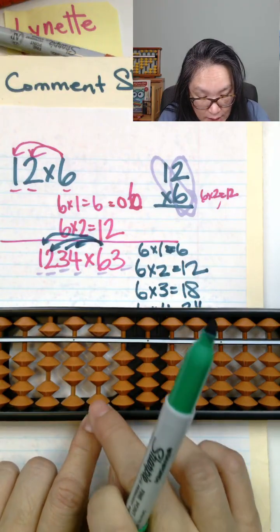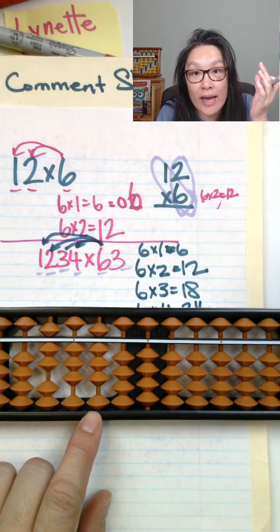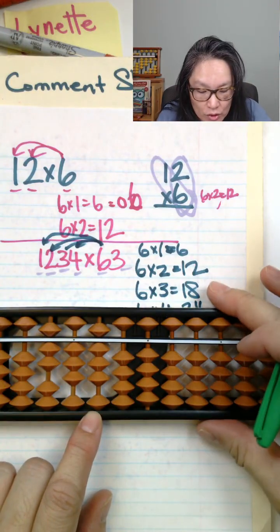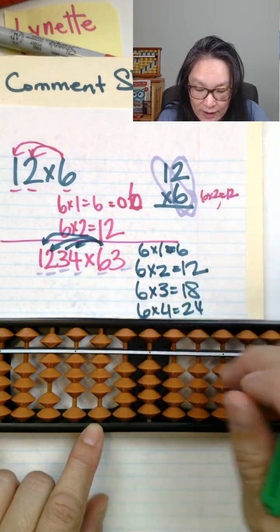Notice I don't have enough beads to add 2. The question is, how do I add a 2? Because I'm already using the 5, I can't use the 5. I can't use making the 5 because I'm already using it.